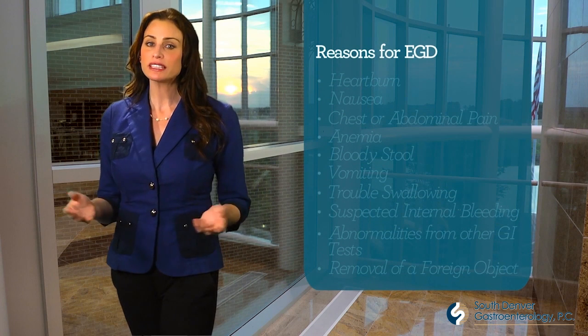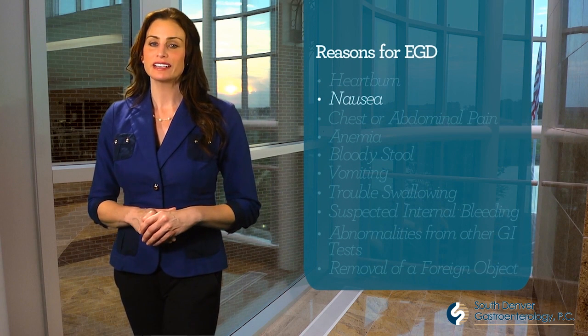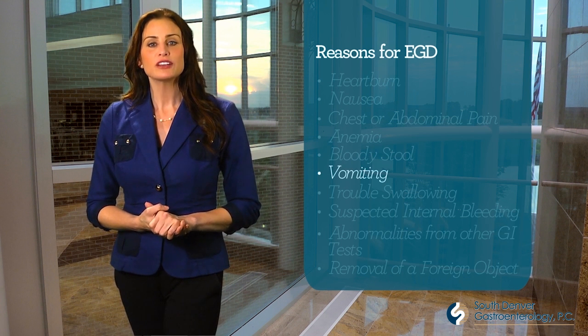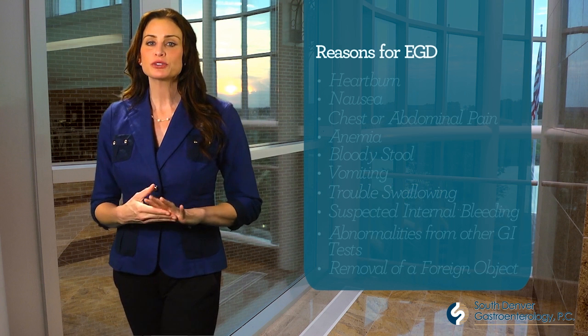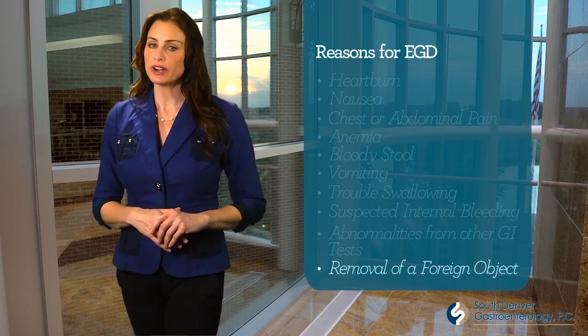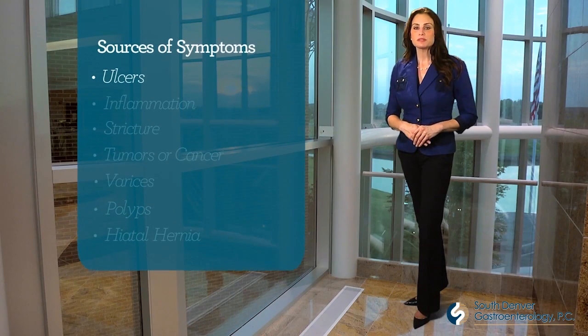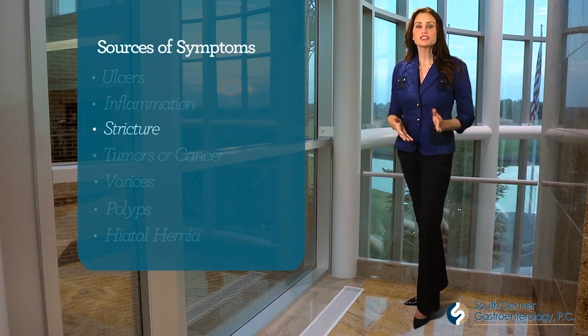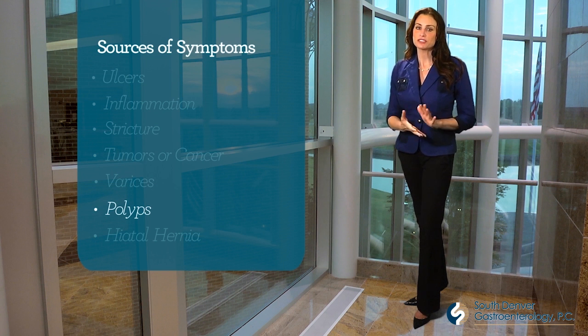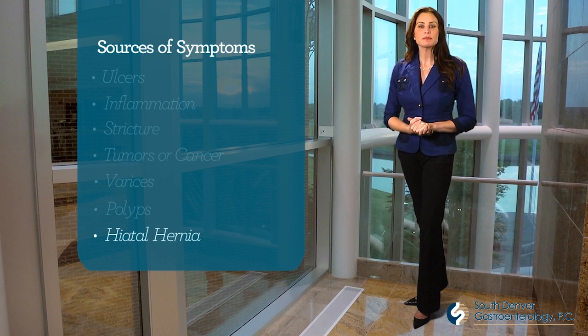The most common reasons for an EGD include, but are not limited to, heartburn, nausea, chest or abdominal pain, anemia, bloody stool, vomiting, trouble swallowing, suspected internal bleeding, abnormalities from other GI tests, or for the removal of a foreign object. The sources of these symptoms may include ulcers, inflammation, stricture, tumors or cancer, varices, polyps, usually harmless tissue growth, but sometimes precancerous, hiatal hernia, or the protrusion of the stomach above the diaphragm or into the chest cavity.